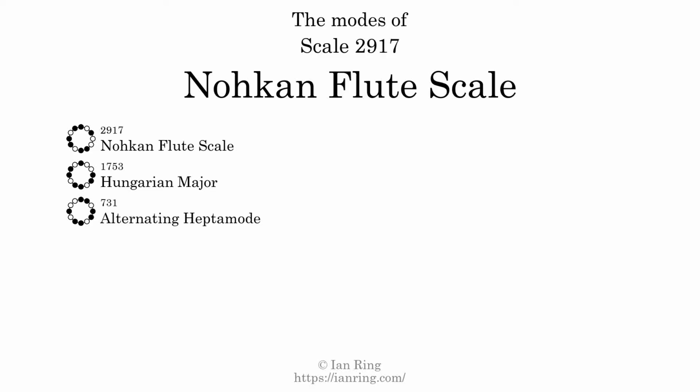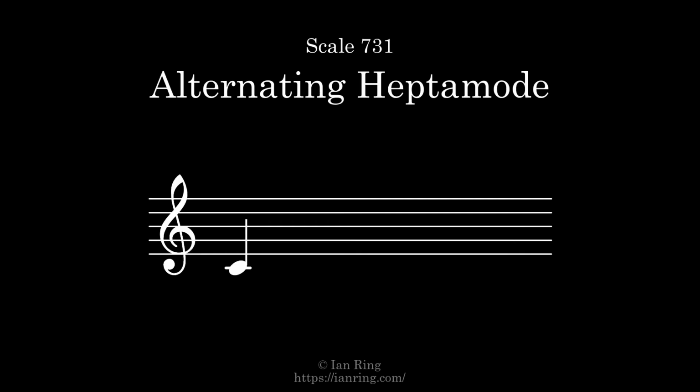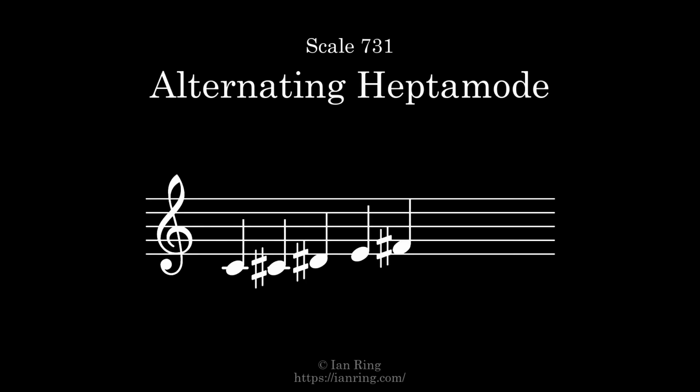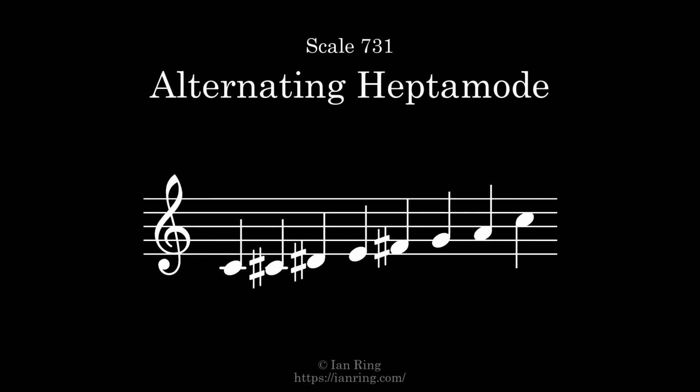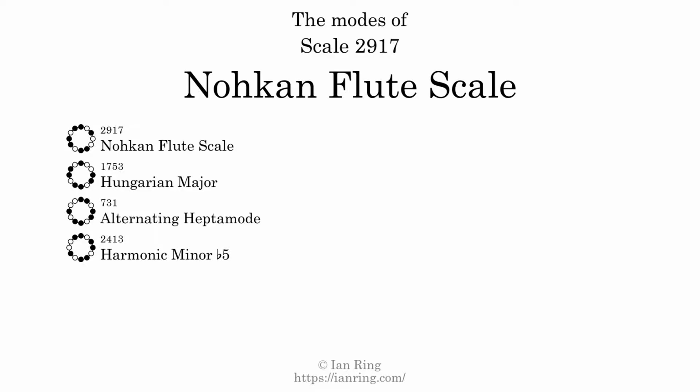The third mode is scale 731, also known as alternating heptamode. It sounds like this. The fourth mode is scale 2413, also known as harmonic minor flat 5. It sounds like this.